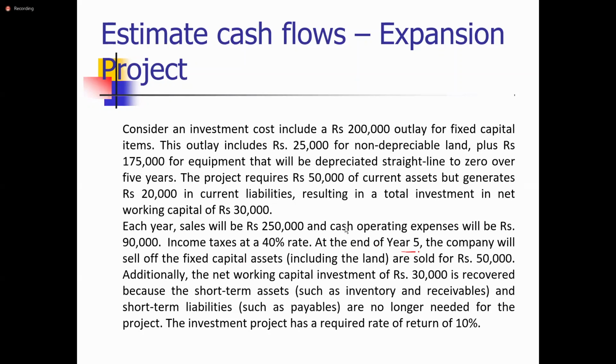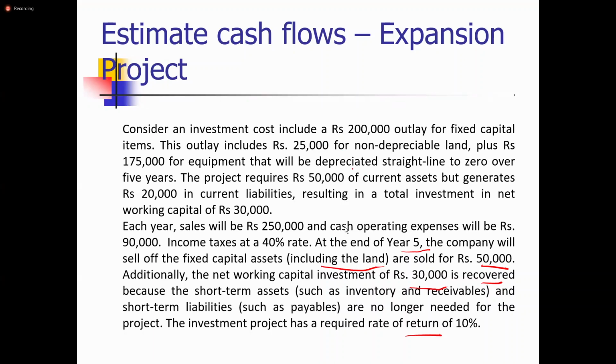at the end of year 5, the company will sell off the fixed capital asset, including land, for 50,000. Additionally, the net working capital investment 30,000 is recovered. So there is a sale of the current assets, so the decrease in the net working capital. Recovered means that is cash inflow. Then required rate of return is 10%. Right, now you can calculate the terminal year cash flow.